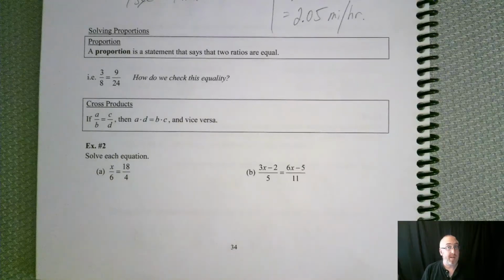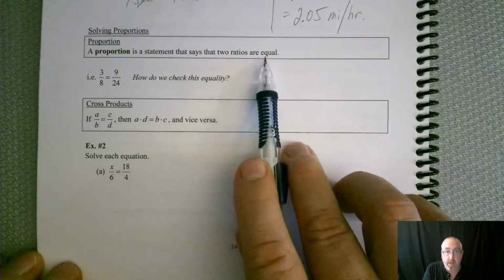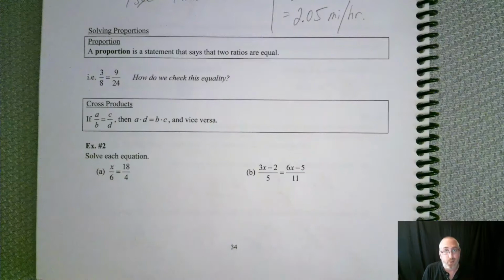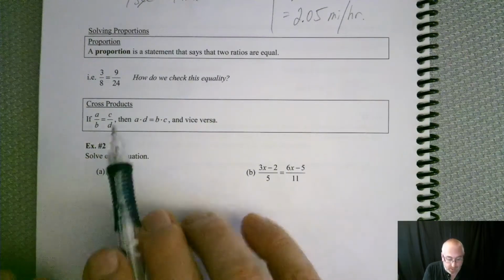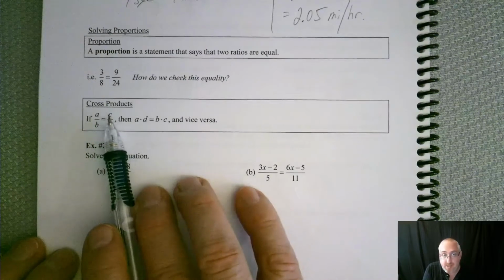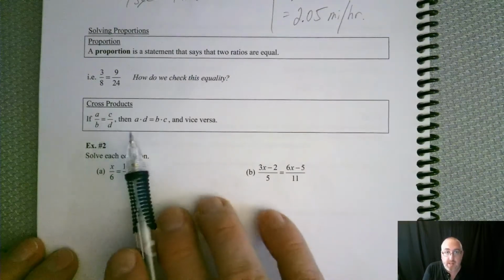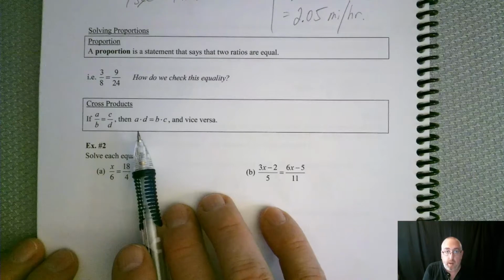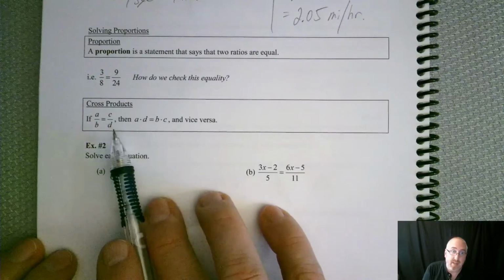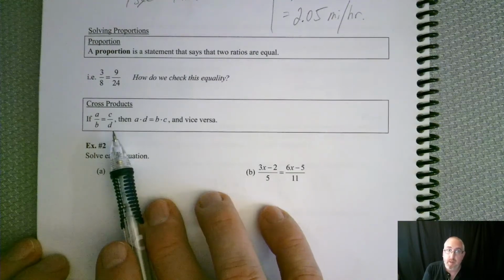So now let's take a look at proportions. Now proportions are simply a statement that says that two ratios are equal. So we're saying one fraction equal to another one. And how do we check to see if they're equal to each other? Cross products. So just like we did with fractions, we can cross multiply to see if those quantities are equal. And that means that the original fractions were equal.